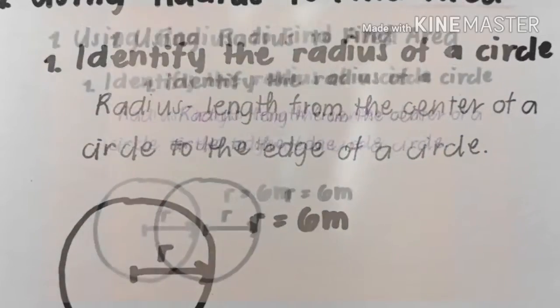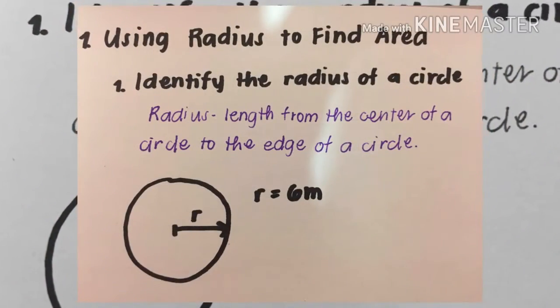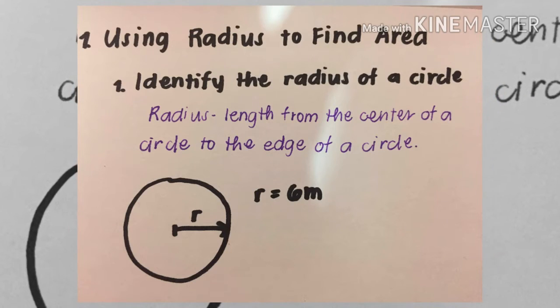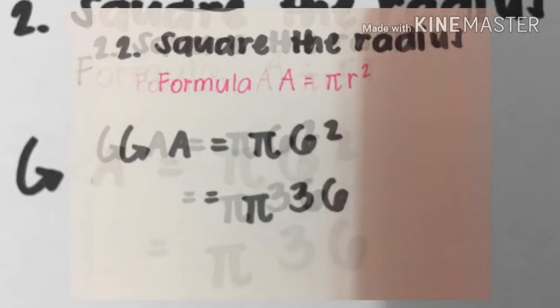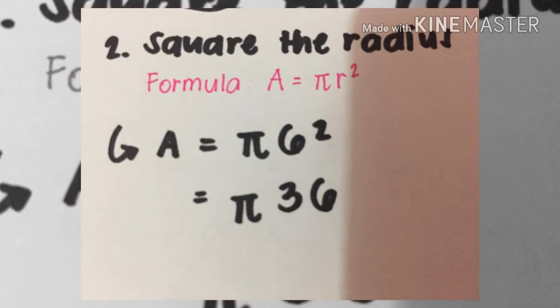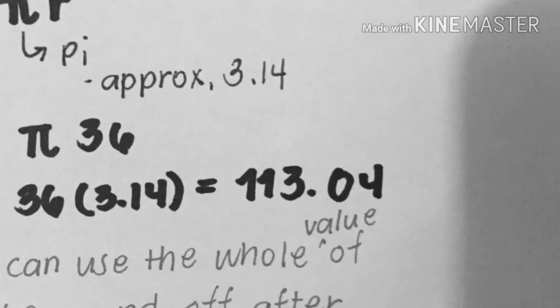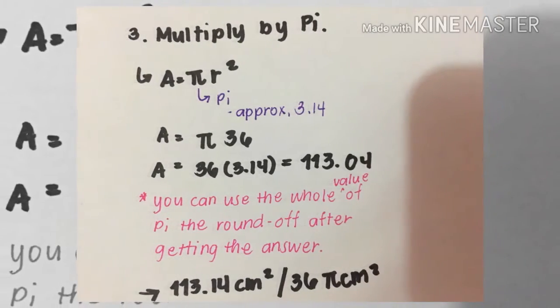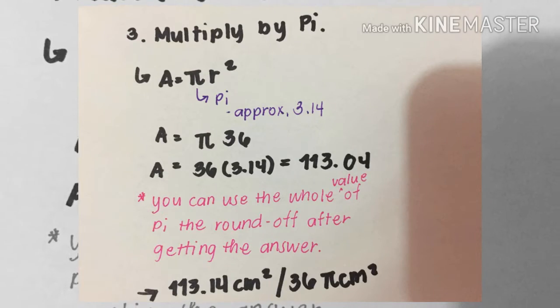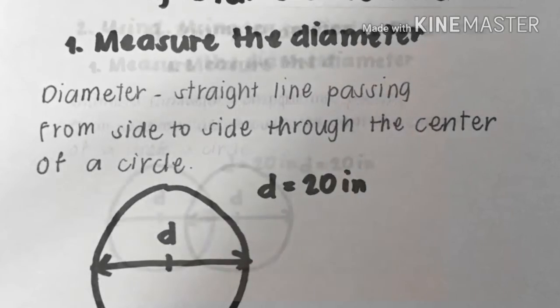Here are some steps to find the area of a circle. First, using the radius to find the area. Identify the radius of a circle, then square the radius. Next, multiply by pi, so A equals pi r squared, with pi approximately 3.14.